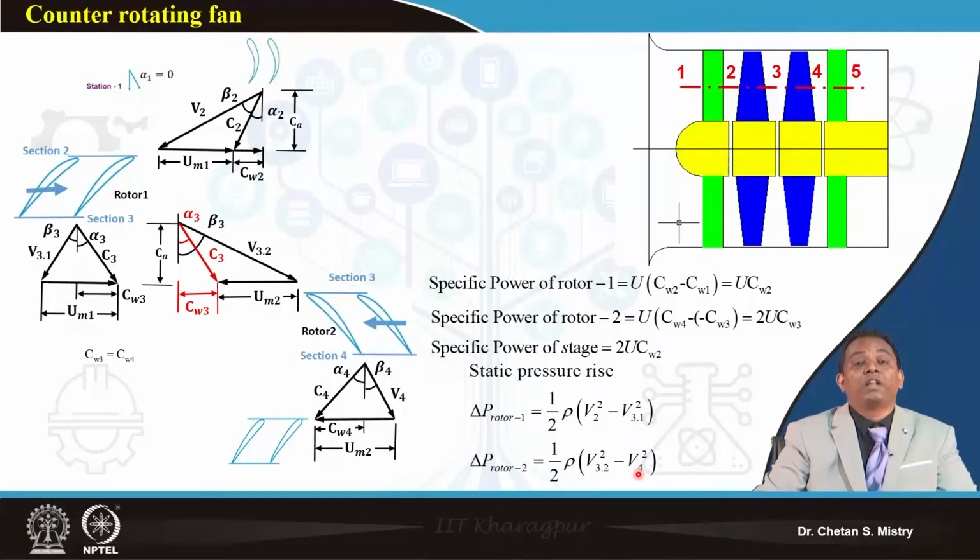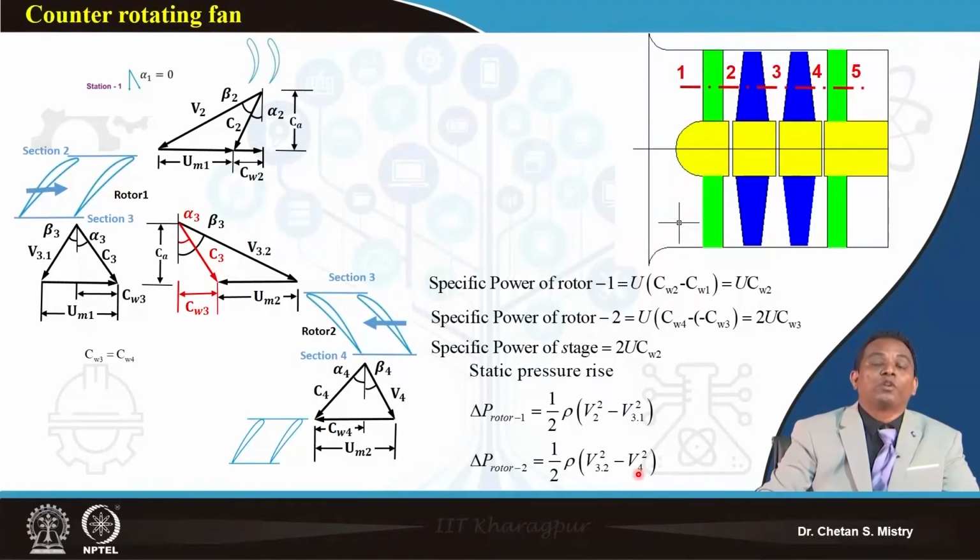Now let me tell you, there are many advantages of this contra-rotating configuration. You can understand, if I remove my inlet guide vane and outlet guide vane, there is no need for a stator between the two rotors. If I eliminate the stator between the two rotors, that will reduce the length of my engine. It will also reduce the weight of my engine, if I am talking about applications for aero engines. So what will it be doing?